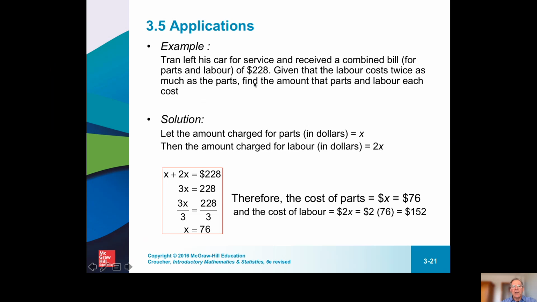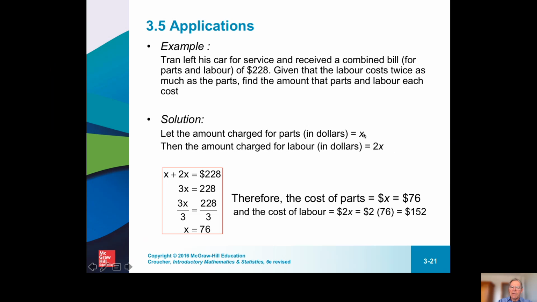So we could write a little formula. We could do trial and error. We could use Goal Seek in Excel, but hey, why not write a formula? That will take a bit of the guesswork out of it. So let the amount charged for parts equal X. We don't know what it is, so let's just call it X. Therefore, if labour costs twice as much, the amount charged for labour must be 2X.